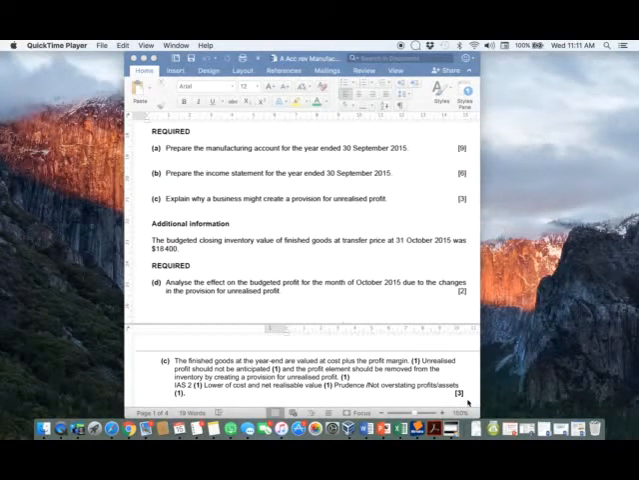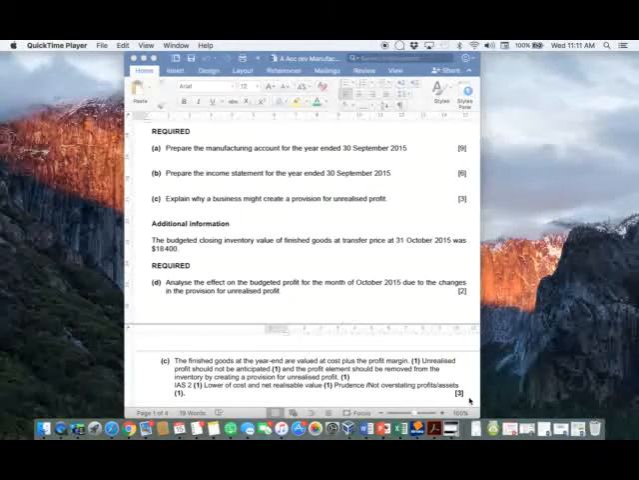Although there are many more answers given than what are required, looking at all of them will help you to understand better, and obviously the more you write, the more chance you have of getting some marks correct. You only need to have 3 of the points that are indicated here to get the marks that you need. The finished goods at the year end are valued at cost plus the profit margin.